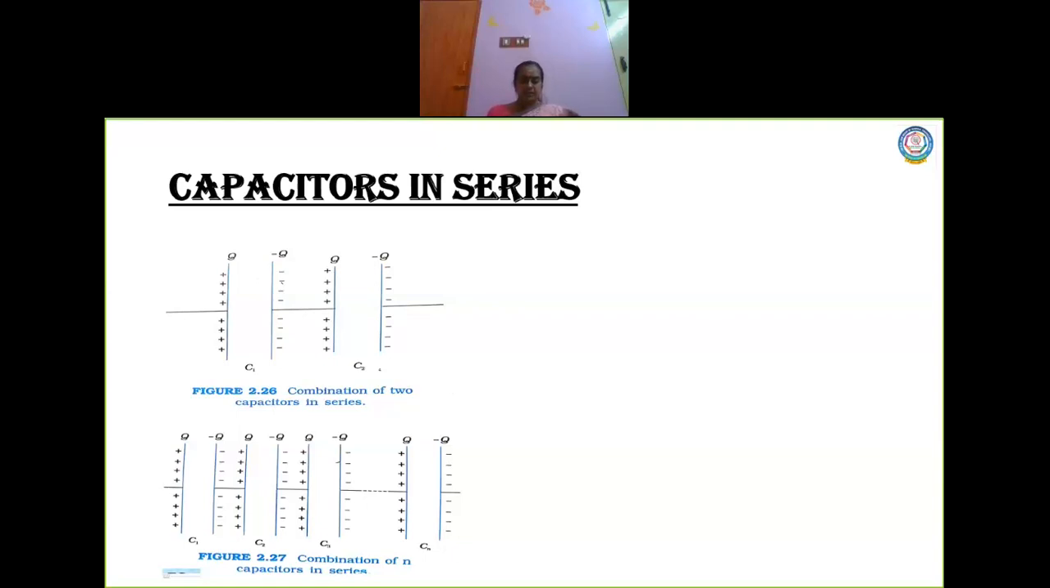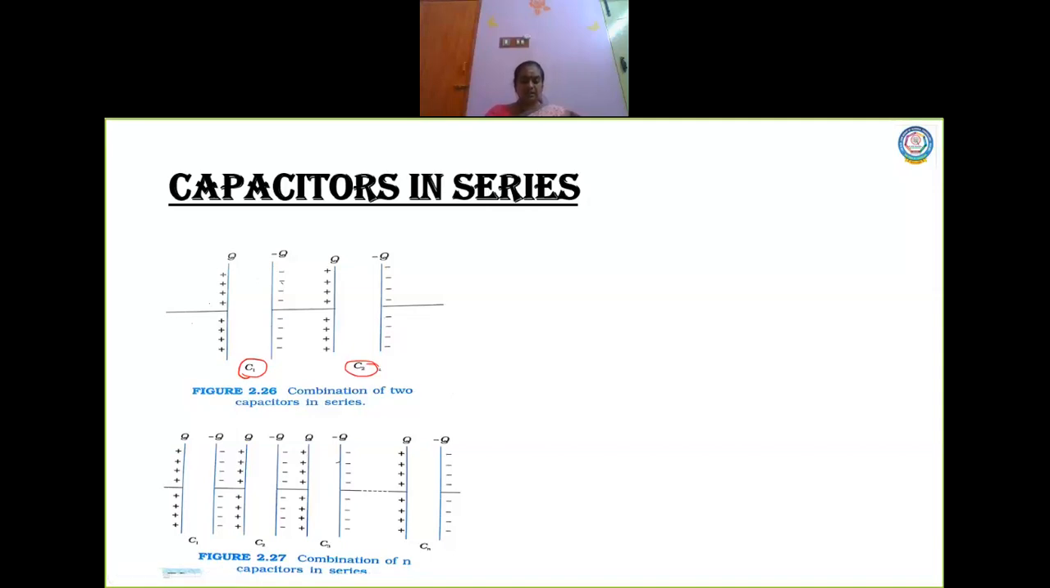Now look at this diagram, children. Here there are two capacitors, C1 and C2. So two capacitors are combined in series. Now the left plate of C1, which is the left plate? Now this is the left plate. So the left plate of C1 and the right plate of C2. Here this is the plate we are talking about. This is the left plate of C1. This is the right plate of C2.